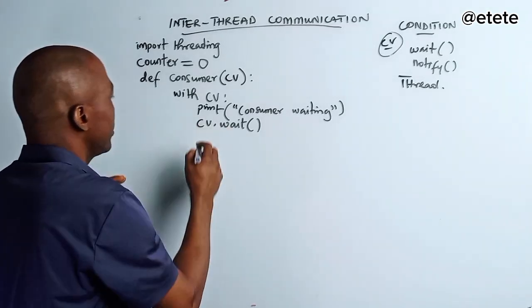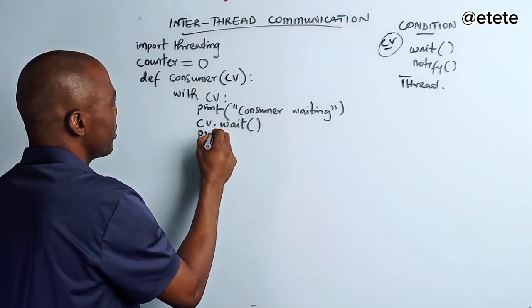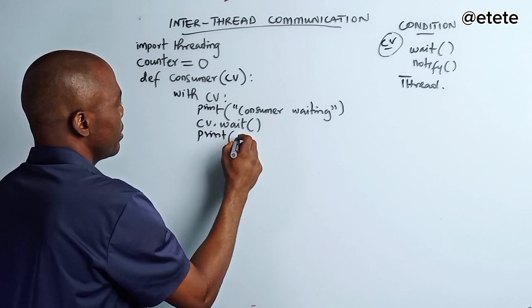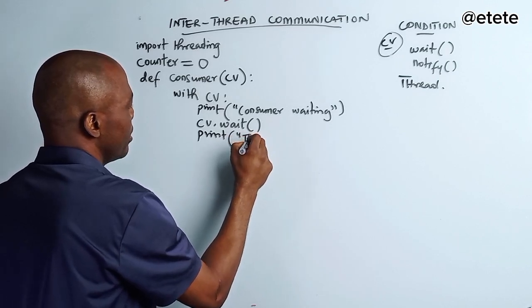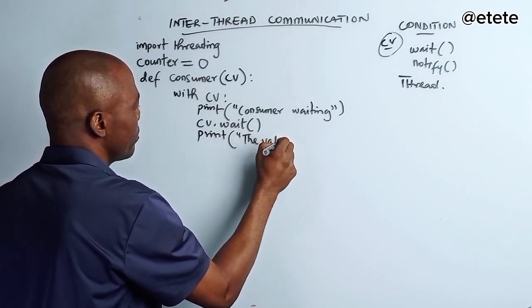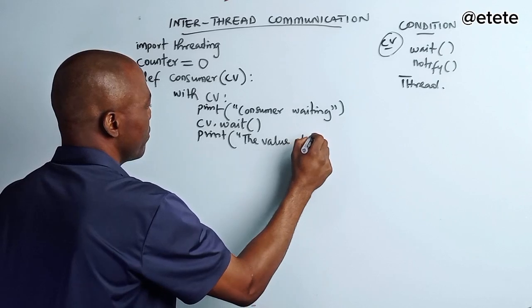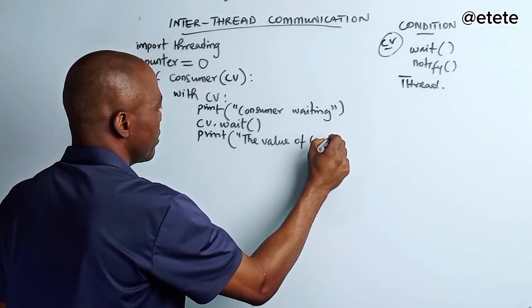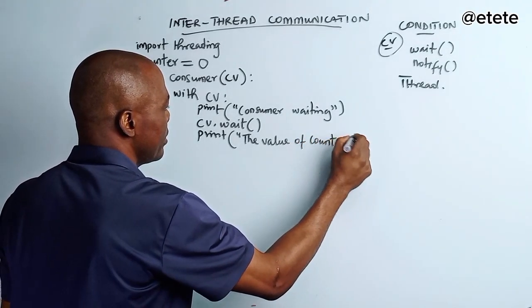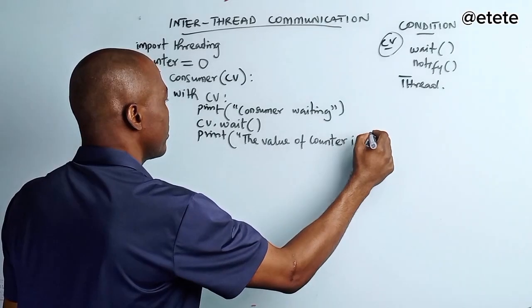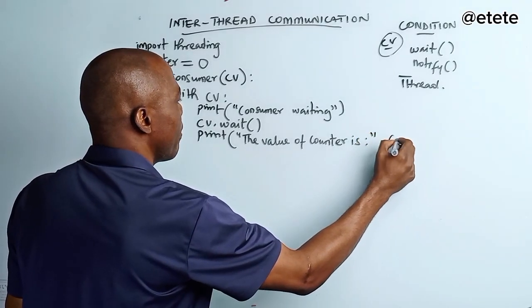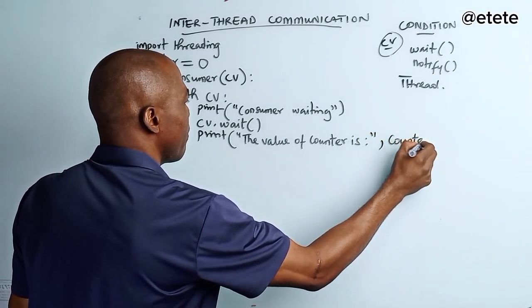So CV.wait. Then print the value of counter is, right, counter.